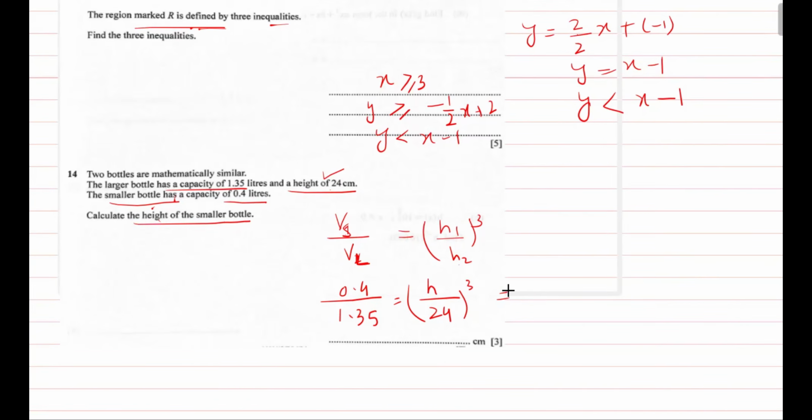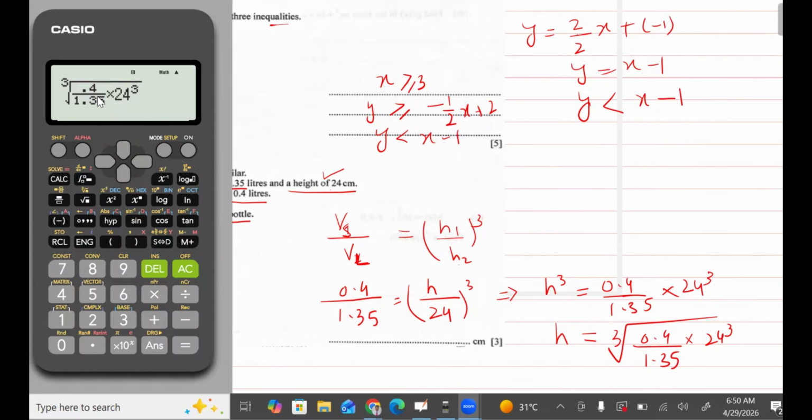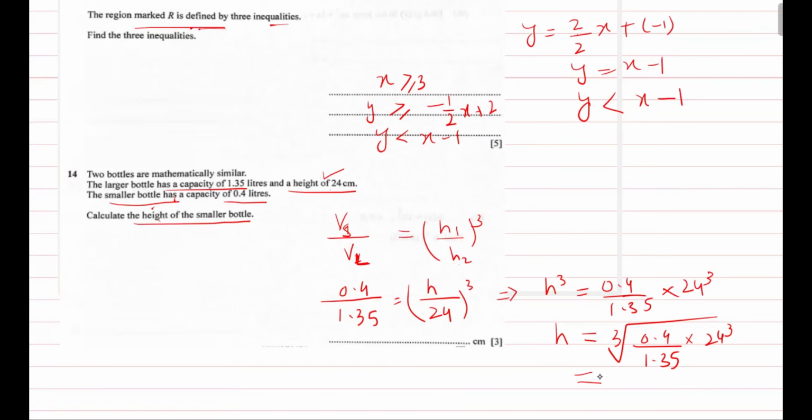And we can write H cube equal to 0.4 over 1.35 multiply 24 cube. And H will be equal to cube root of 0.4 over 1.35 multiply 24 power 3. Look here, the cube root of 0.4 over 1.35 into 24 cube will be equal to 16. And therefore, the height of the smaller bottle will be 16. And 16 centimeter is the answer.